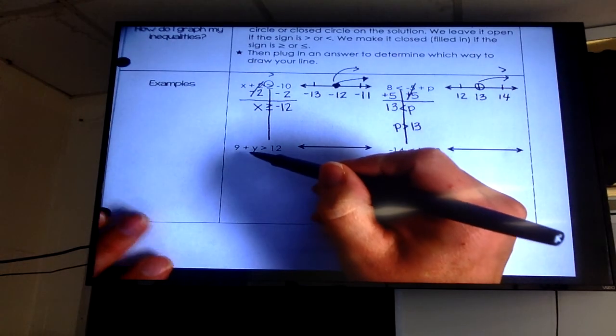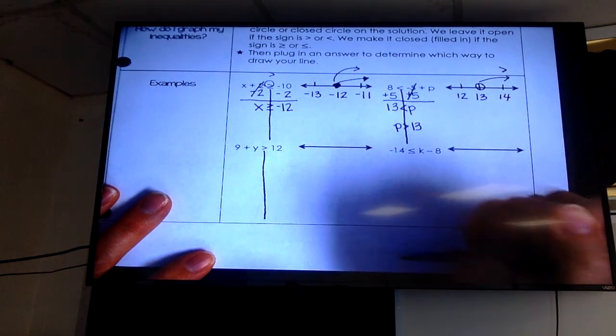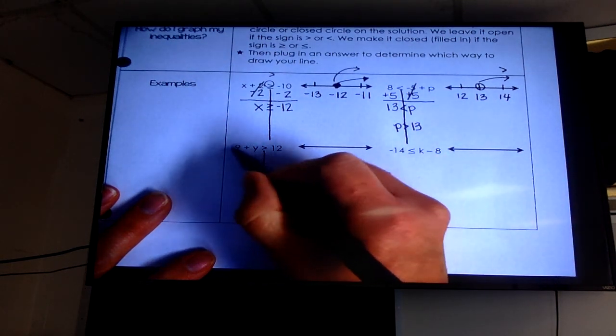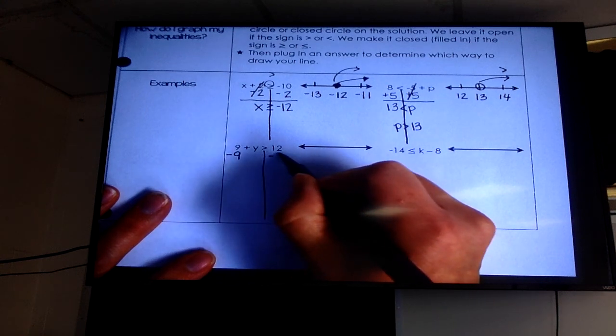All right, 9 plus y is greater than 12. So I'm going to drop my line from the inequality sign. This is a positive 9, and I need to get rid of that positive 9, and I can only do that by getting a negative 9 to go with it.